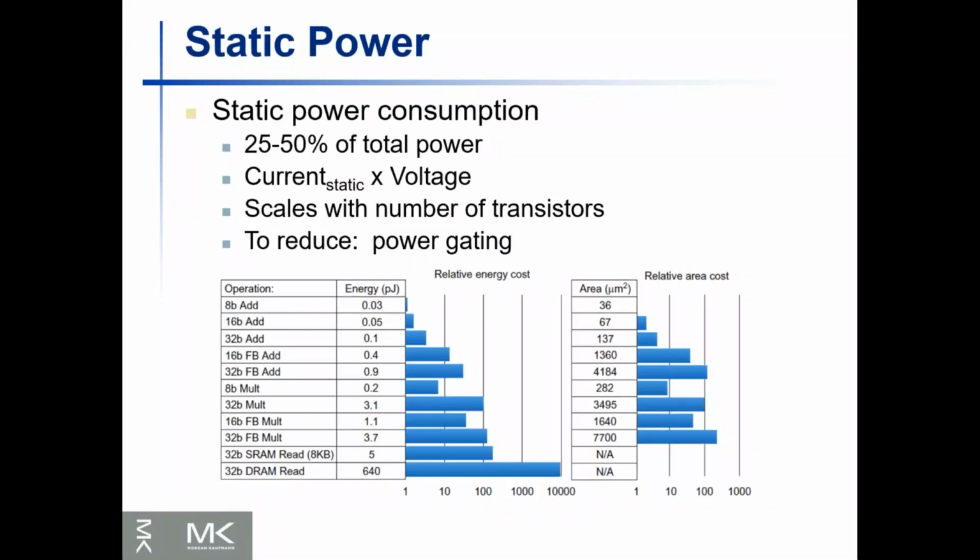And the other one, this is all dynamic. This is called the static power. Okay, so static power scales with the number of transistors. So if you want to improve the static power, you do some power gating.